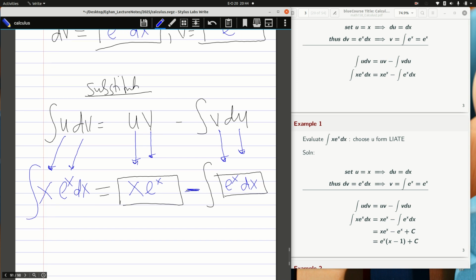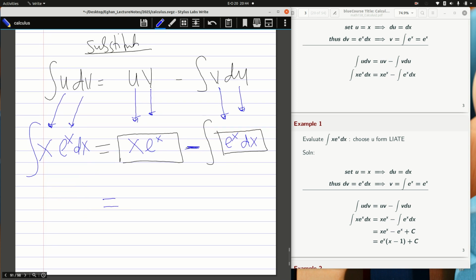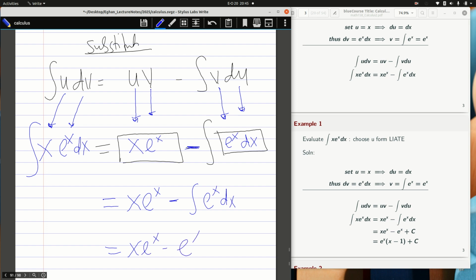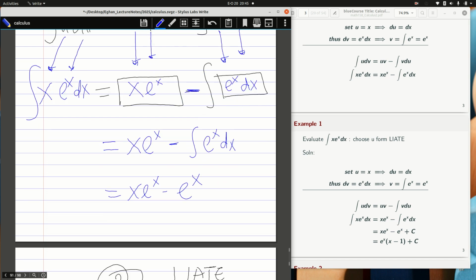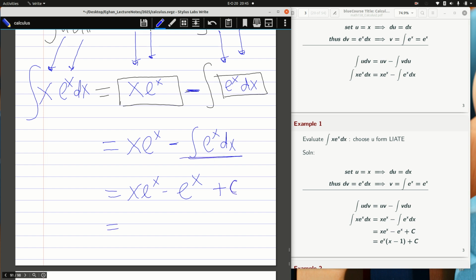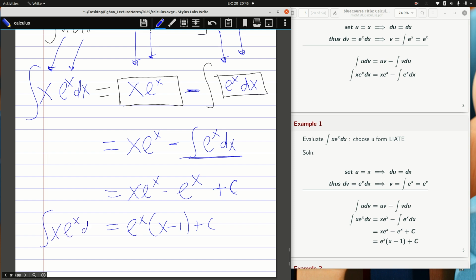So next, try to simplify this. I have x e^x minus the integral of e^x dx. What do I get? We've already done this integration above, and it's simply e^x, and so plus c, because it's an indefinite integral. If I factorize e^x out, I get e^x (x minus 1) plus c. This is my solution. That is the answer of the day. That's how simple integration by parts is.